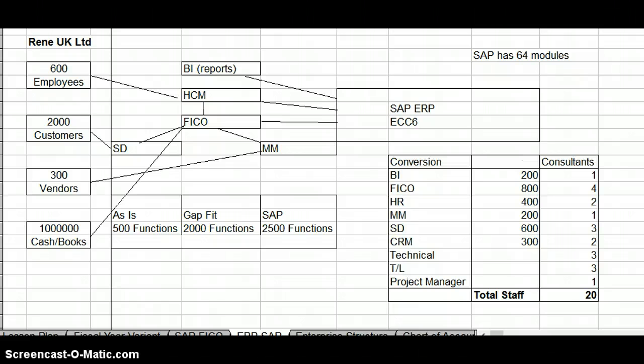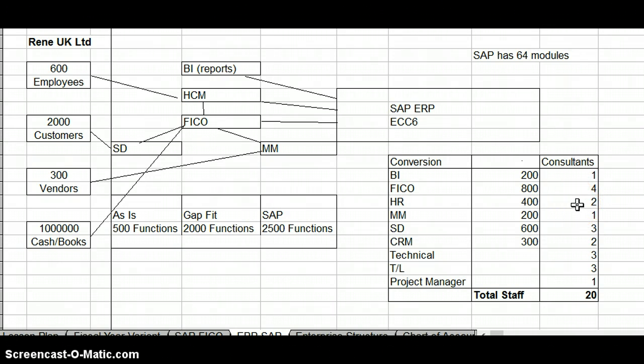Now, in any hypothetical project to convert a system from, we'll say, QuickBooks over to SAP, this is just a hypothetical listing of how many people would be needed to convert a company's information from QuickBooks to SAP. You would say BI, that would be 200 functions, so you need one member of staff. FICO would be 800 functions, so you would need 4 members of staff.